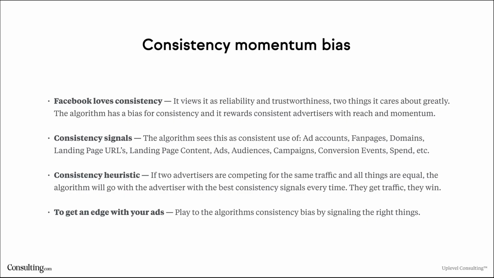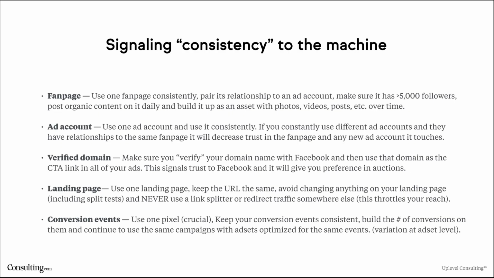So when you're advertising consistently over time, you're really going to get a higher trust and it's going to favor you. Now, consistency signals. What inputs tell the algorithm to perceive trust or distrust? The algorithm sees consistent use of ad accounts, fan pages, domains, landing page URLs, landing page content, ads, audiences, campaigns, conversion events, ad spend, etc. And the consistency heuristic: if two advertisers are competing for the same traffic and all things are equal, the algorithm will go with the advertiser with the best consistency signals every time. And they get traffic and they win.